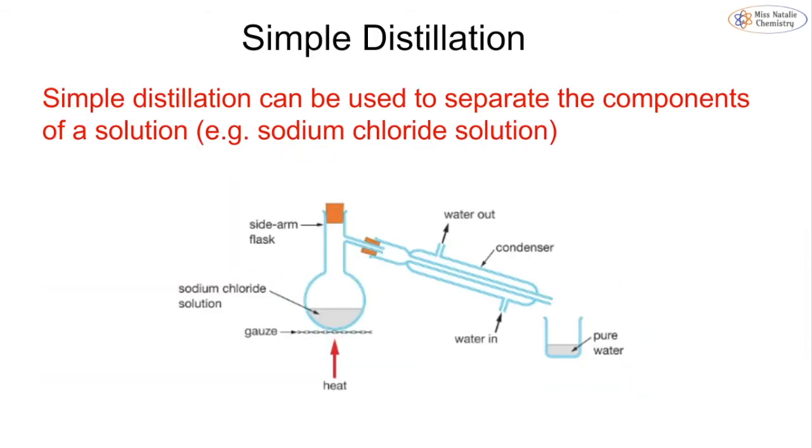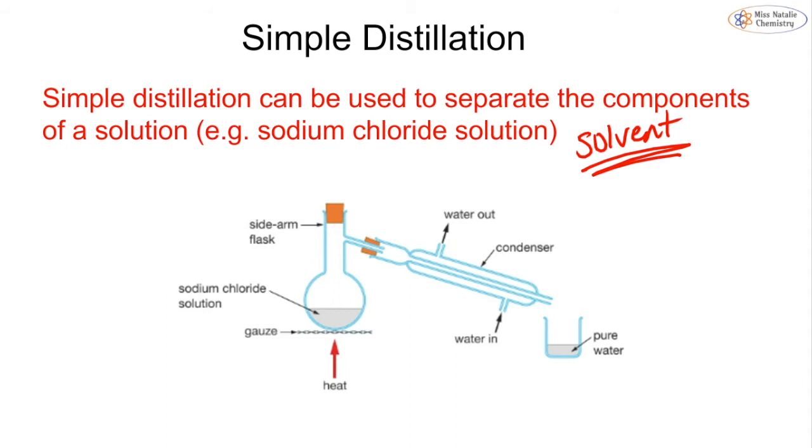Another method of separation is simple distillation, and this again can be used to separate out the components of a solution, like sodium chloride. The difference this time is we want the solvent. When we do crystallization, that's when we want the solute, or we want those crystals. When we do distillation, it's the water or the liquid that we want. That's the difference between the two methods, because they both separate the same thing. It just depends on what your desired end product is.